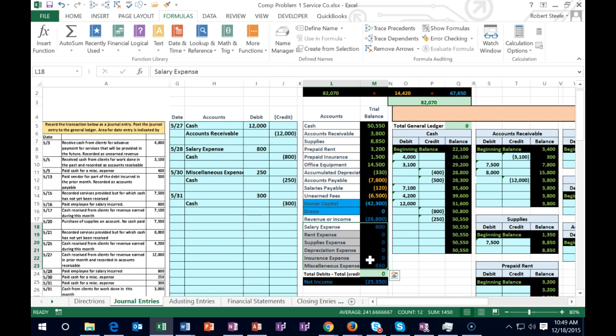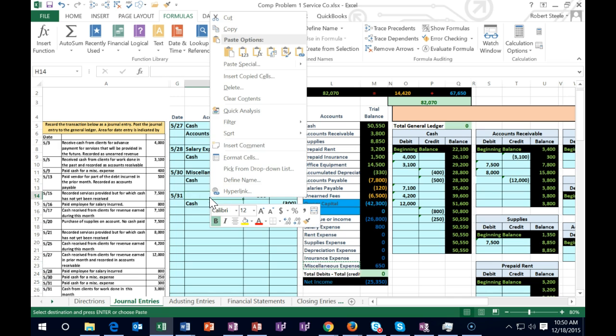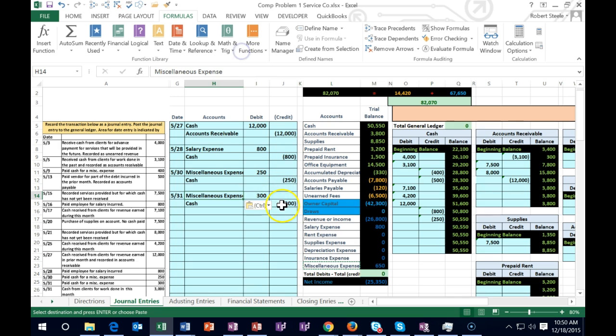They generally only go up. And how do we make something go up? We do the same thing to it, which in this case would be another debit. So we're going to debit the miscellaneous expense, which we already knew because we credited cash. Right-clicking, pasting, 1, 2, 3, values only. Now we can post this out in a similar way.